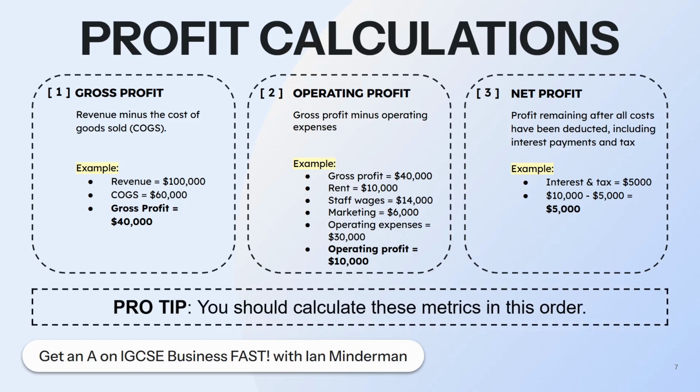So take a look here. A pro tip for you is you should calculate these metrics in this order because look, here we use the gross profit to calculate operating profit, and then we use the operating profit to calculate net profit. So there's no point in trying to start with net profit. You have to do it in this order. So that's your pro tip. Don't waste time. Start with gross profit, then go to operating profit, and then finish with net profit.